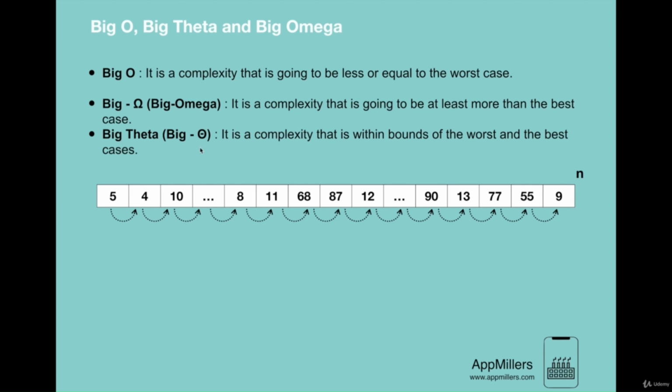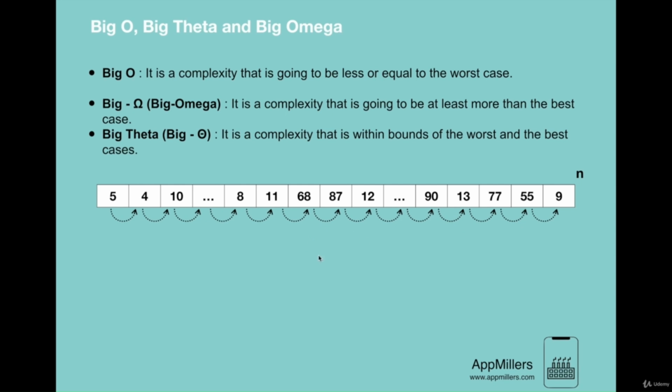Now, big theta is a complexity that is within the bounds of the worst and best cases. This means that if we have an algorithm with maximum execution time 10 seconds and minimum execution time 12 seconds, in terms of big theta, the average time will be 6 seconds for execution. Okay, let's look at a real example for these three notations. Let's imagine that we have an array of 1 million elements over here, and our goal is to find a given number within this array.